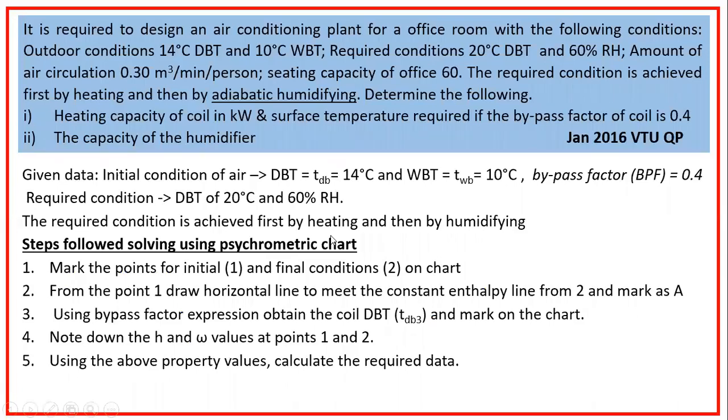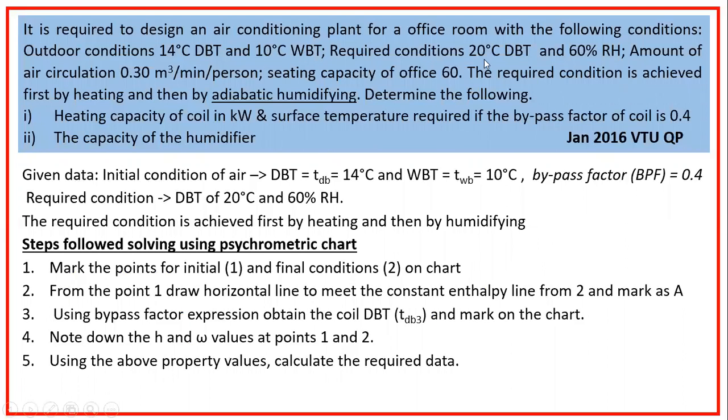Next, we'll go to the next problem. The next problem, this was asked in January 2016 VTU. It is required to design an air conditioning plant for an office room with the following conditions. So here we deal with air conditioning plant. The air conditioning plant is located in the outdoor region of 14 degrees centigrade DBT and 10 degrees centigrade WBT. That is the outdoor condition.